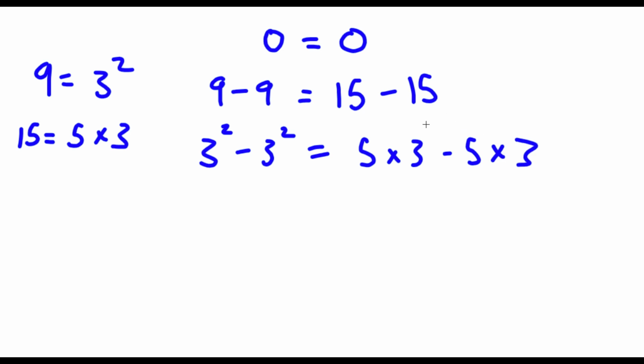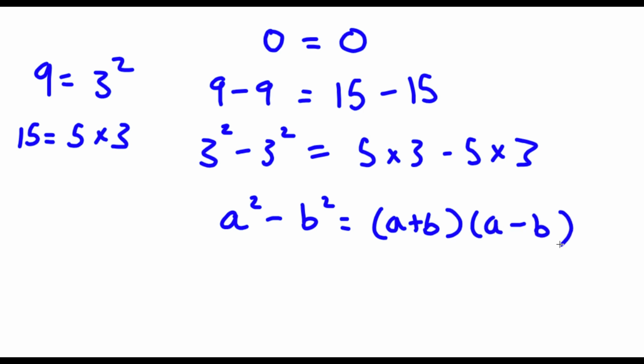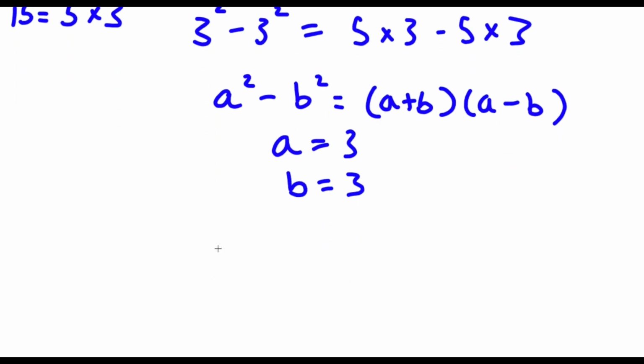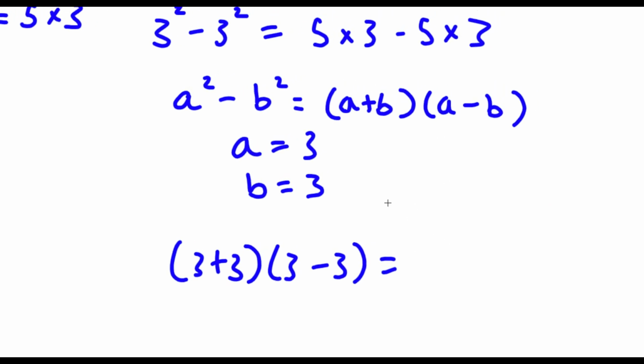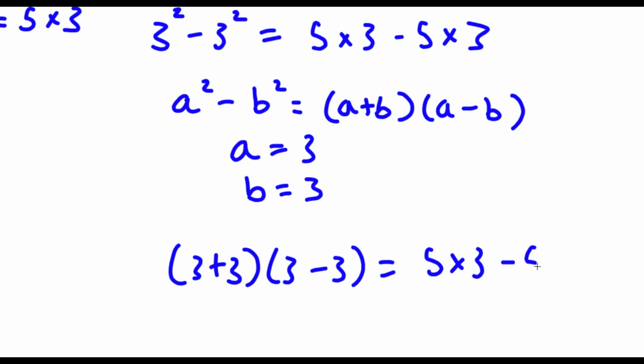And again, this is also going by the rules of mathematics. Now, an important property of algebra is that if I have something in the form a squared minus b squared, this is equal to a plus b times a minus b. And this is a very common property. So in this case, for 3 squared minus 3 squared, a is equal to 3, and so is b. So now I have 3 plus 3 times 3 minus 3 is equal to 5 times 3 minus 5 times 3.